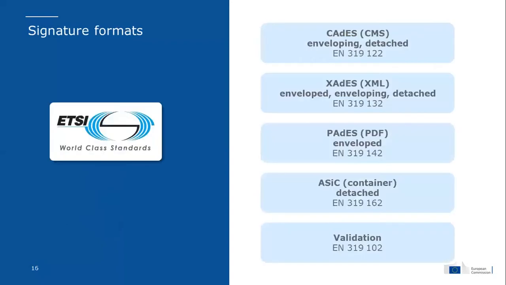In terms of standards, these are the standards that DSS is supporting in creation. Because we follow the Commission implementing decision mentioned by Michael, we support these standard formats. These are actually the new ones. The new ones, so these are the norms, starting with 319, for CADES, XADES, PADES, and ASIC.